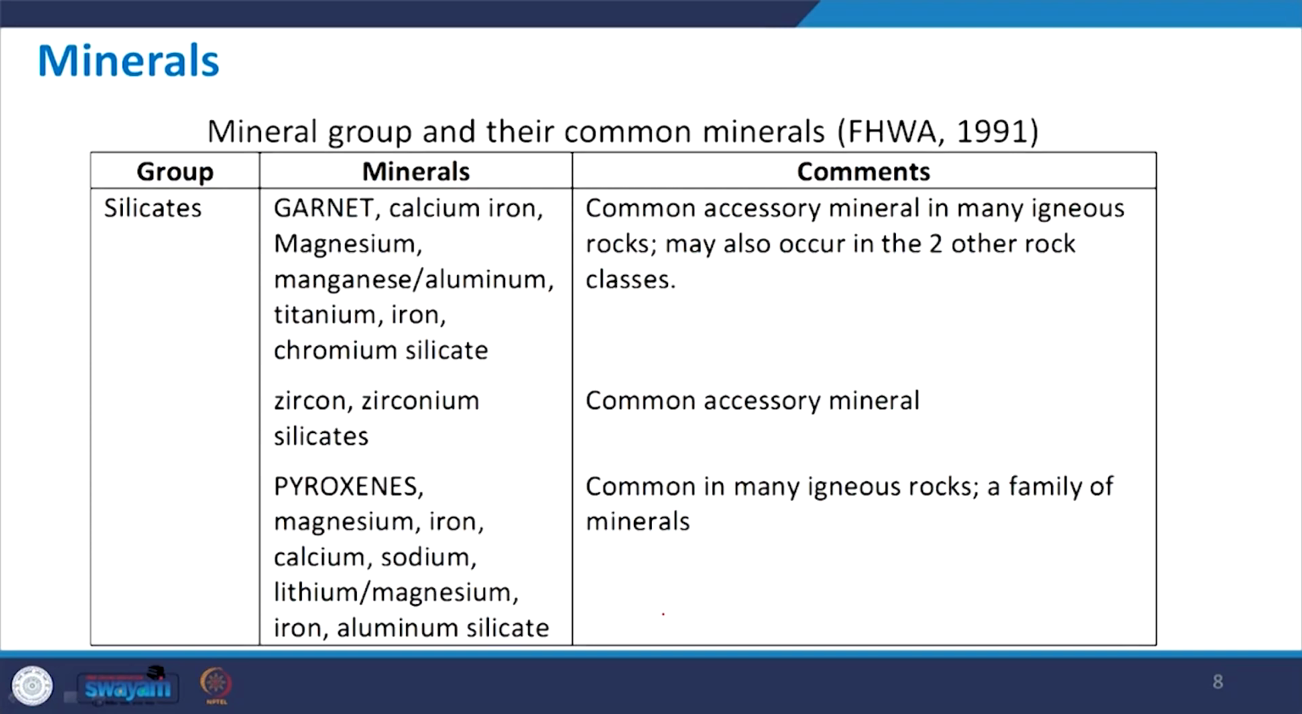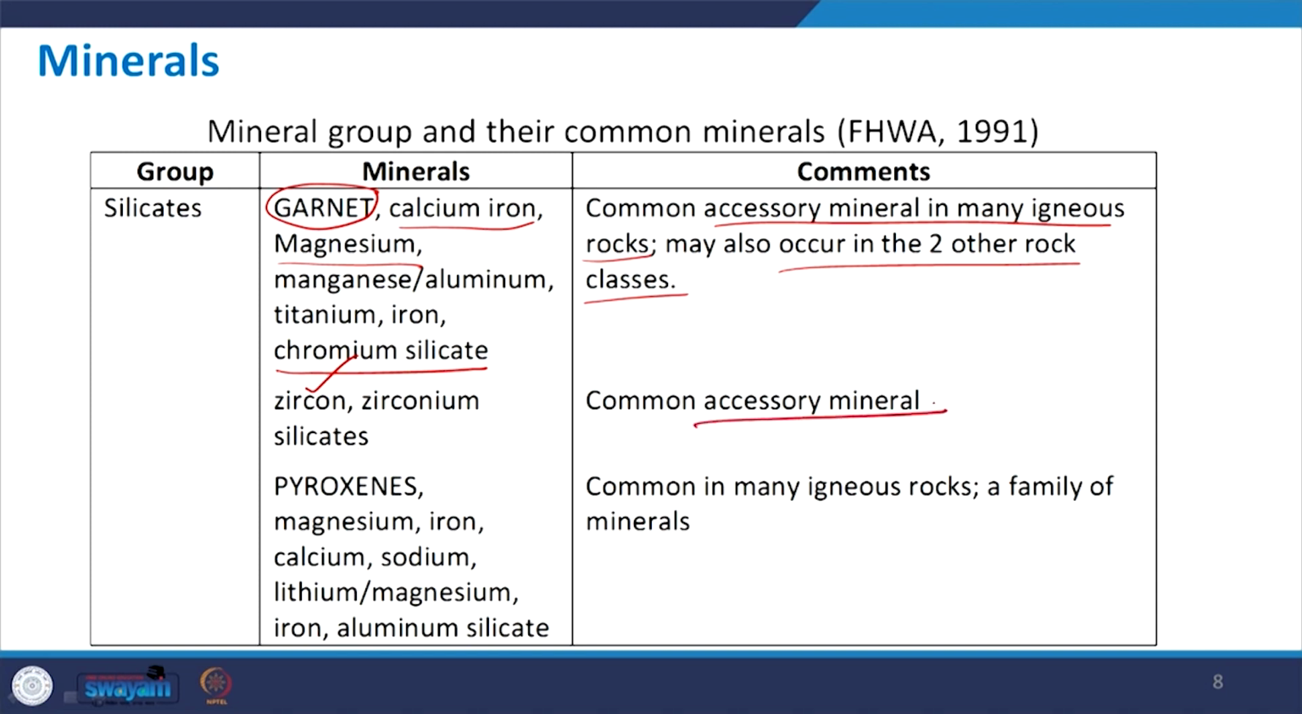Coming to the next category, the next commonly occurring mineral is garnet. It is a common accessory mineral in many igneous rocks, and it may also occur in two other rock classes, that is sedimentary and metamorphic. It has calcium, iron, magnesium and aluminum, titanium, iron and chromium silicate as minerals. The next category is zircon, zirconium silicates, which is a common accessory mineral.